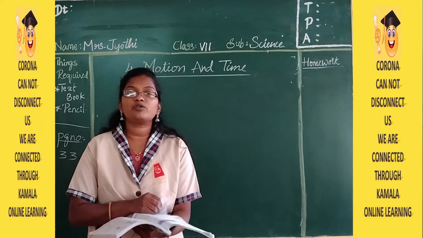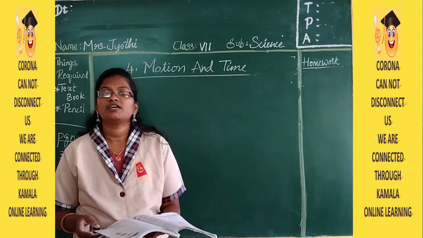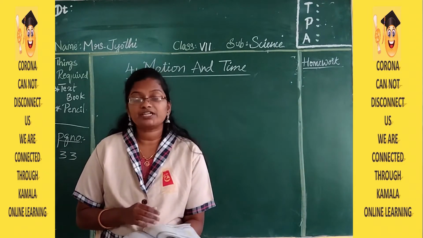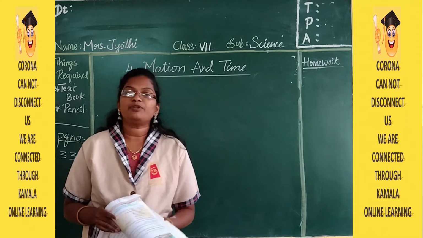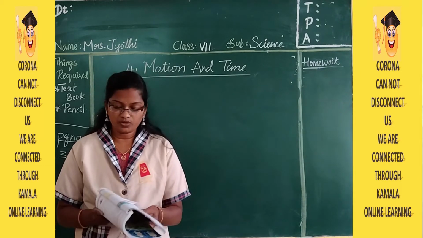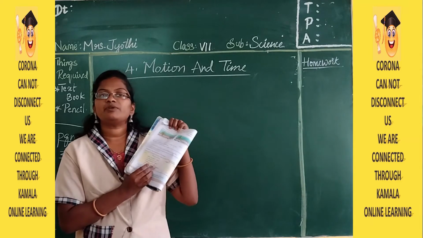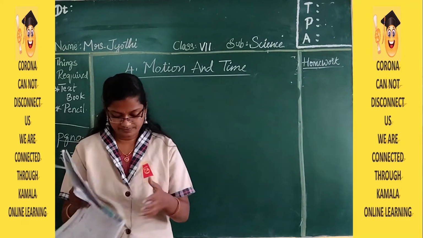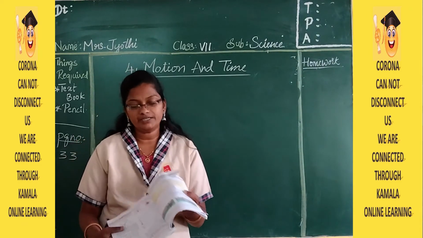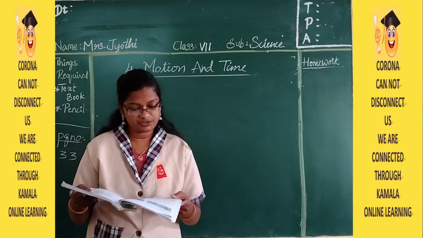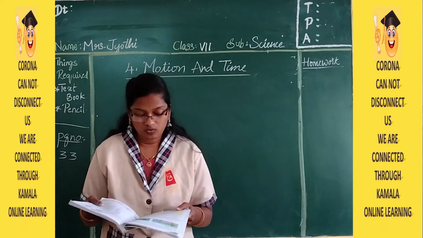We have discussed uniform and non-uniform motions, and in motion there are 3 types, that is translatory, rotatory and oscillatory. In the previous video I gave you homework from page number 32. So this table I have given you as homework. Hope you all have done it. Then moving on to the next part, that is page number 32. Now you have done the homework.